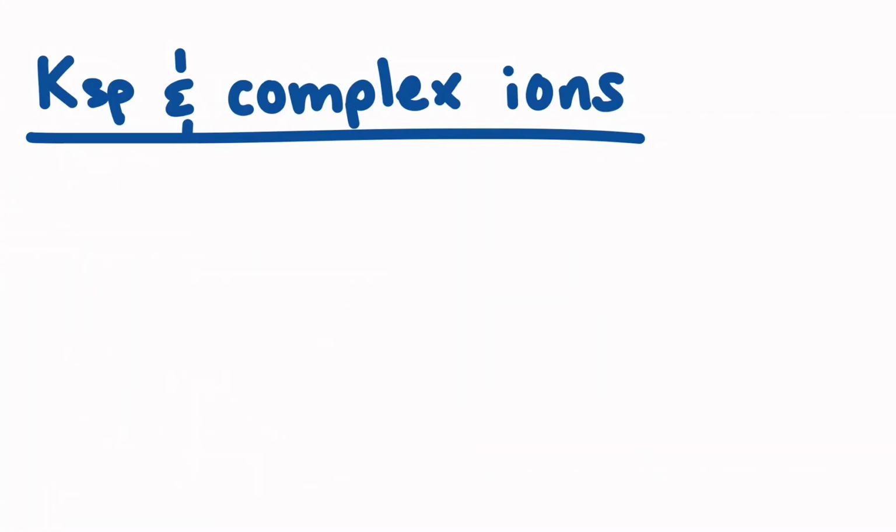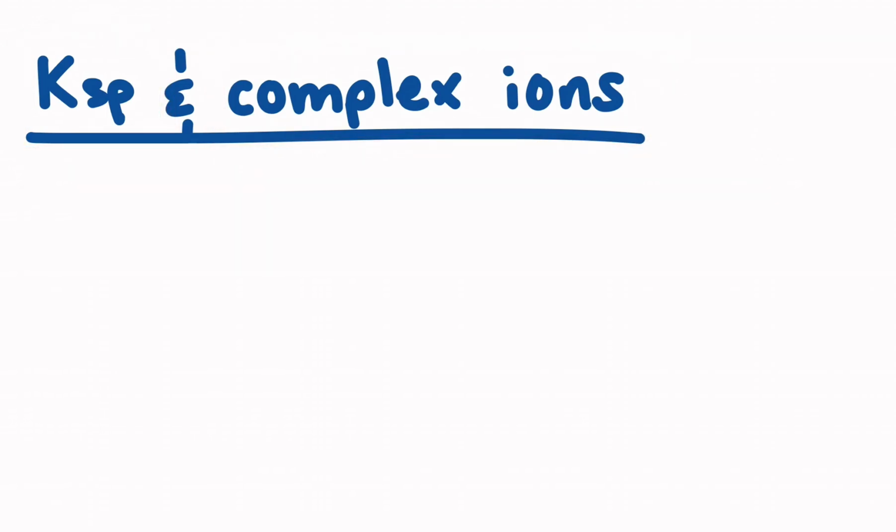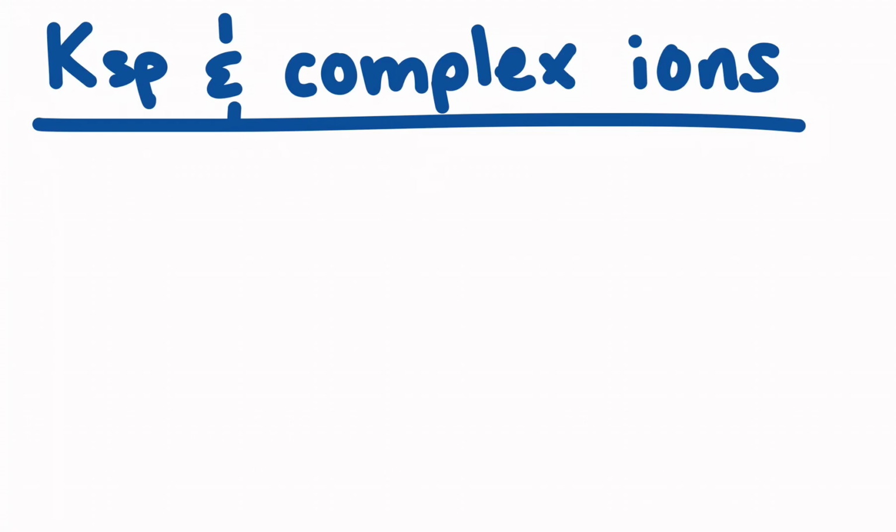Hey chemists, in this crash course we're going to look at the top things you need to know about KSP and complex ions, things that you might see on the AP exam. KSP refers to the equilibrium that's associated with what happens when ionic salts dissolve.